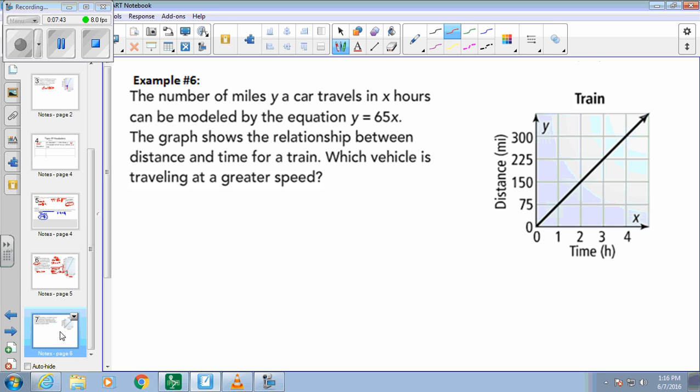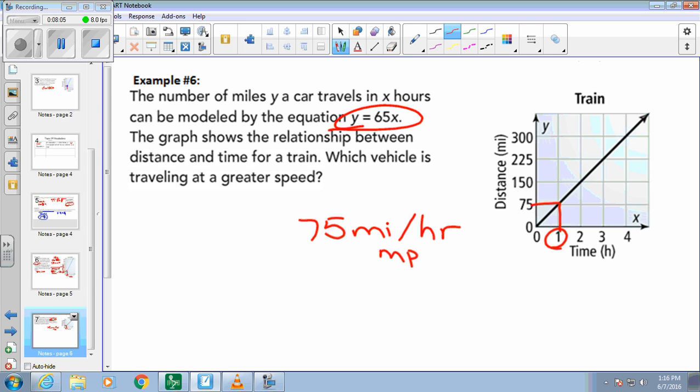And then we're back. So it's asking for the number of miles the Y car travels in X hours. They're giving us the equation y equals 65x, but they're asking us to then compare that to the graph. So in the graph, they did give us 1 hour, so we have 75 miles per hour, which could also be written as miles per hour, either way that you would like. And so which vehicle is traveling at the greater speed? Obviously, the train at 75 miles per hour.